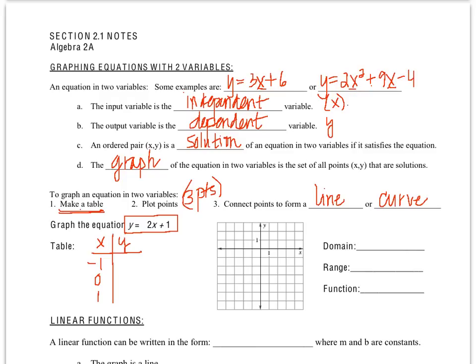Okay, so here I go. If I plug in a -1, 2 times -1 is -2 plus 1 is -1.